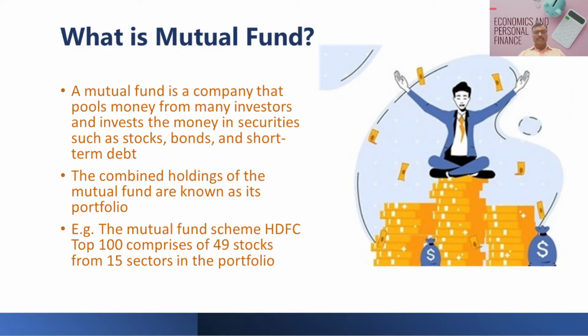The mutual fund then takes all this pooled money and uses it to buy a variety of financial assets like stocks, bonds, and short-term debts. These assets collectively form what's known as the mutual fund's portfolio. Now let's take an example to understand this better. Consider the mutual fund scheme called HDFC Top 100 Mutual Fund. In this scheme, the mutual fund company, that is HDFC, collects money from a lot of investors like you and me. Then they use this money to buy different things like stocks from various companies, bonds issued by the government, or different corporate companies. If you look at the portfolio of HDFC Top 100 Mutual Fund Scheme, the portfolio is made up of 49 stocks from 15 different sectors. Each stock is carefully chosen to create a mix that's expected to do well over time.